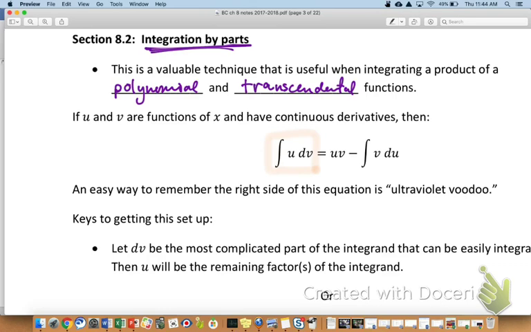Maybe I'll show this to you tomorrow when we have some time. But the way that I remember the right side of this is this little phrase down here. Ultraviolet voodoo. Do you see it? UV minus the integral of V dU. And I remember that it's minus because voodoo is very bad. Bad voodoo, right? So ultraviolet voodoo. If you can remember that, you can get that right side set up, and these will go pretty well.